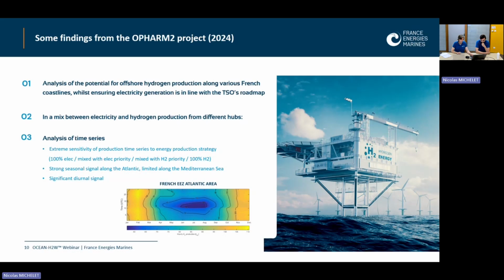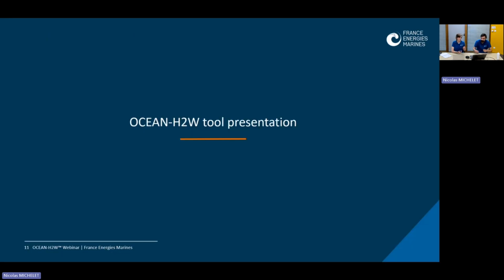What we show here on the graph is, on the x-axis, the months, and on the y-axis, the time of the day. So we see that in the Atlantic area, there is a significant diurnal signal and also a significant seasonal signal, which could be balanced quite well with the use of PV, for example. So this is the kind of analysis that can be done with the tool. And now I will give the floor to Nicolas for the presentation of the tool itself.